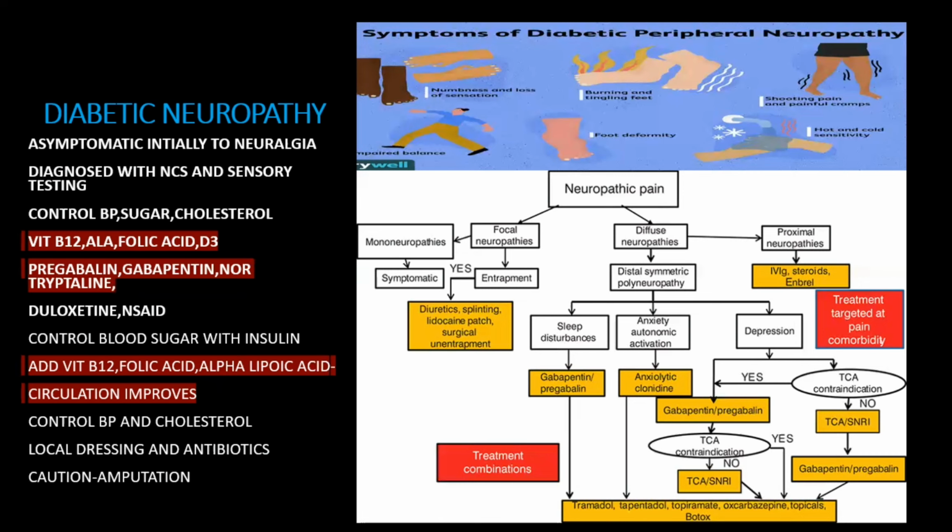In case of neuropathic pain, the treatment algorithm is like this. If it is focal neuropathy, if it is entrapment, then splinting and lidocaine patch. If it is diffuse neuropathy, if there is a sleep disturbance, gabapentin or pregabalin can be given. If there is diffuse distal symmetric polyneuropathy, and anxiety is there, an anxiolytic like clonidine, followed by painkillers like tramadol and topiramate, and topicals and botox can be given.